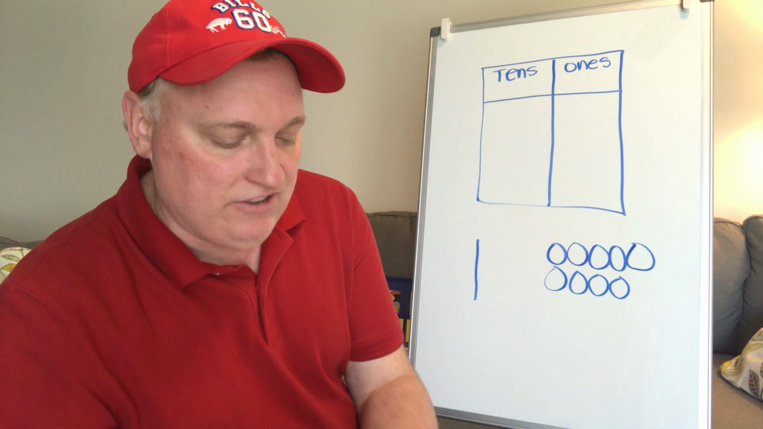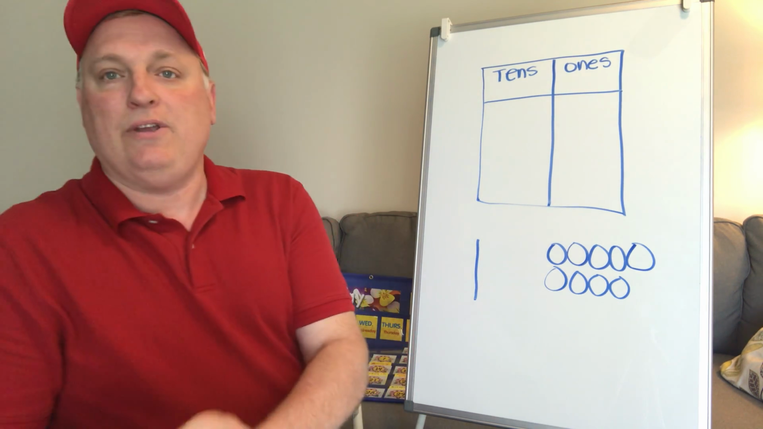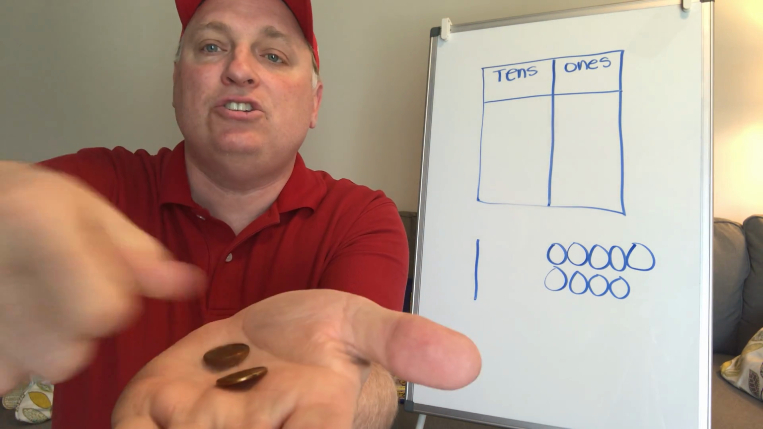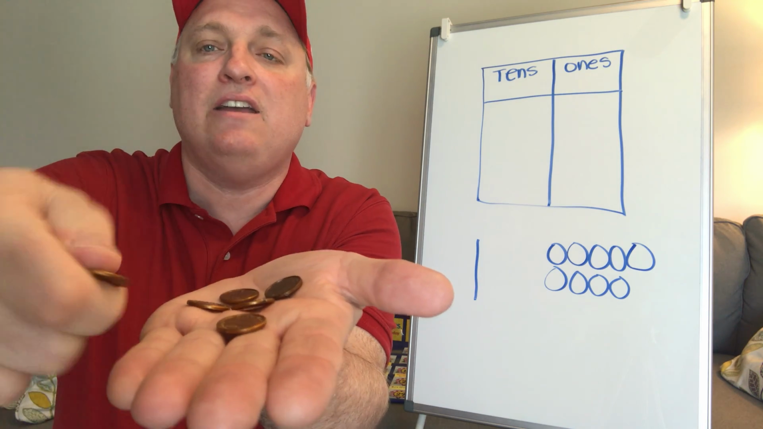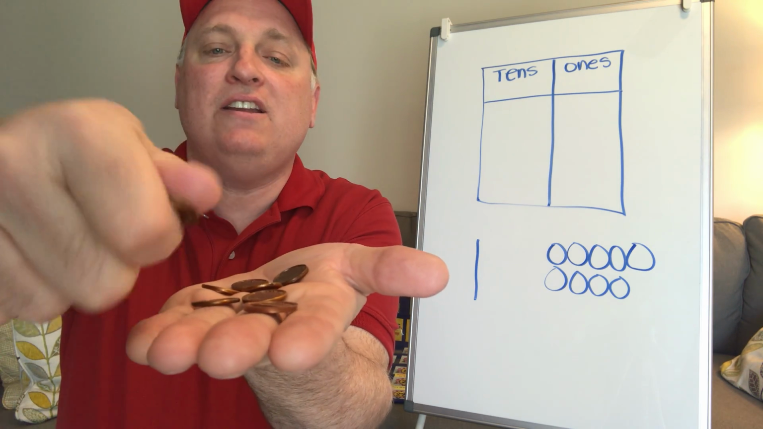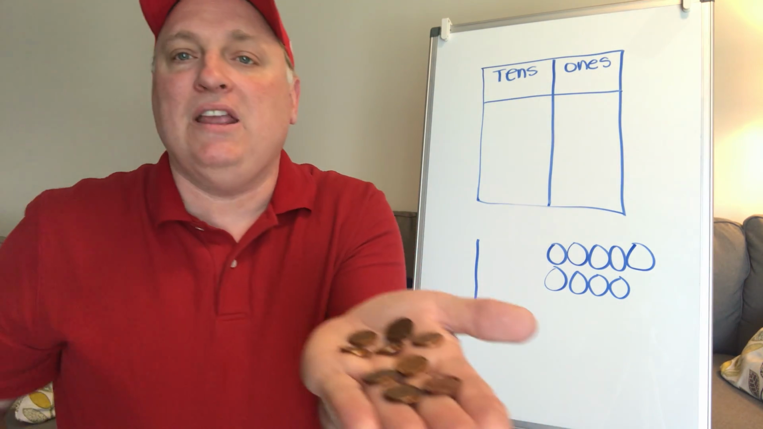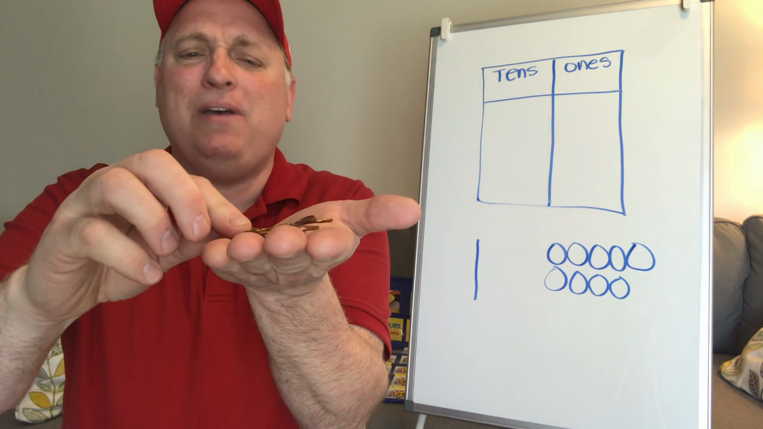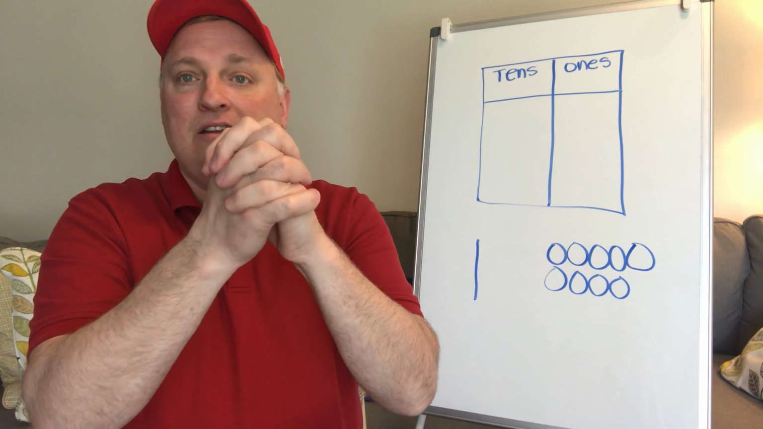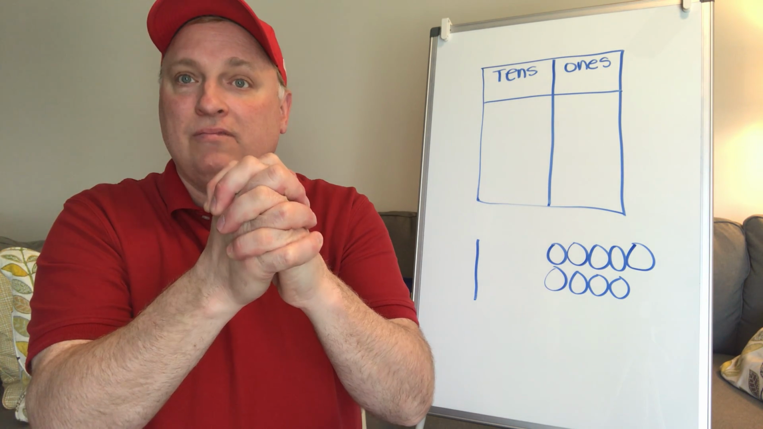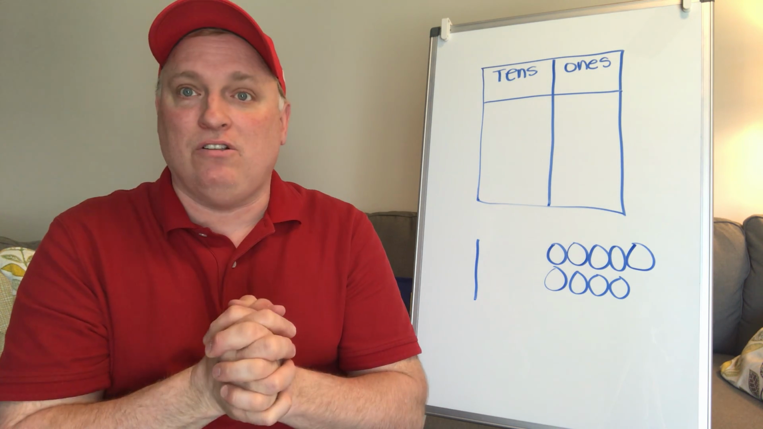So I'm going to get 9 pennies in my hand. Let's count them. I'll let you see them as I do them. Okay, you ready? Here we go. 1, 2, 3, 4, 5, 6, 7, 8, 9. Now, when dealing with money, what do you think happens when I add a 10th penny? When we have 10, we make a bundle, right?